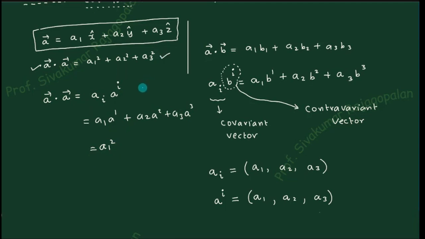So what is our conclusion? In the case of the three-dimensional Euclidean space, the subscript vector and the superscript vector are identically the same, and therefore there is no distinction between the contravariant form and the covariant form. Now this is the first point to be noted.